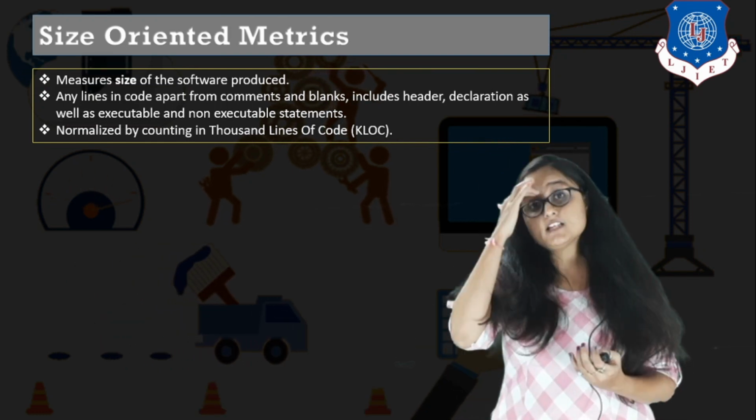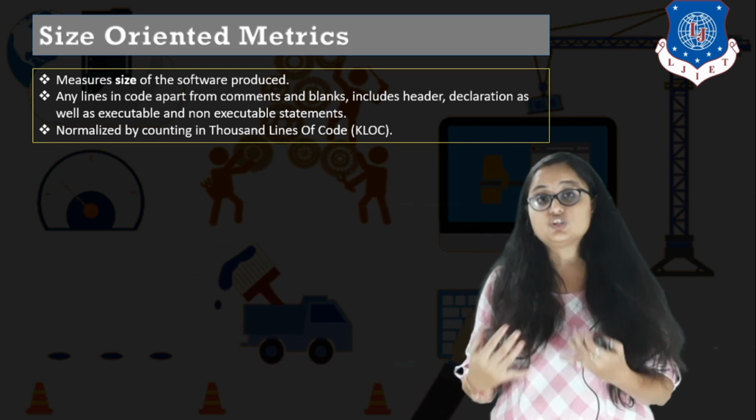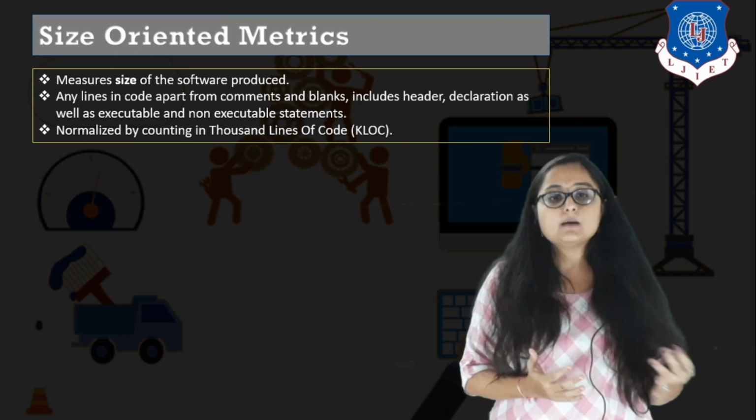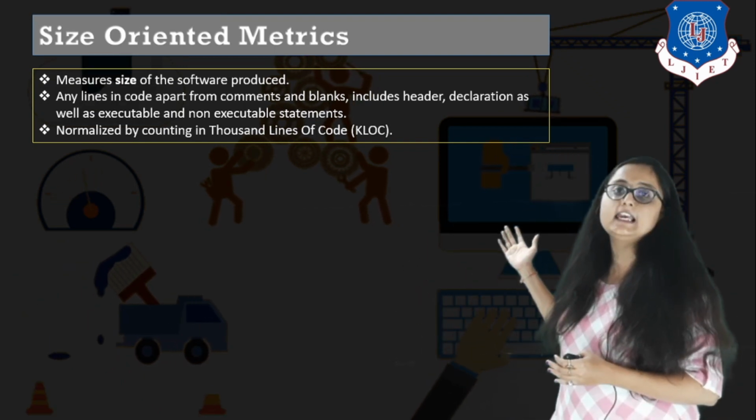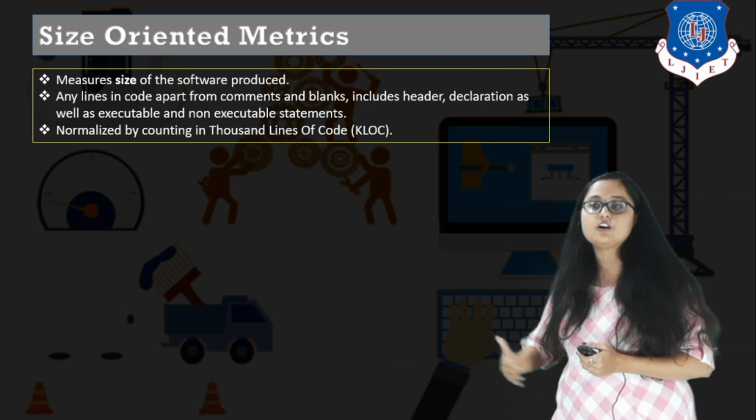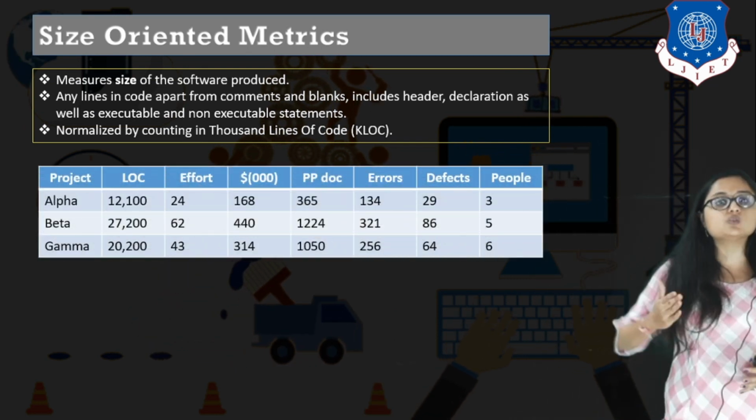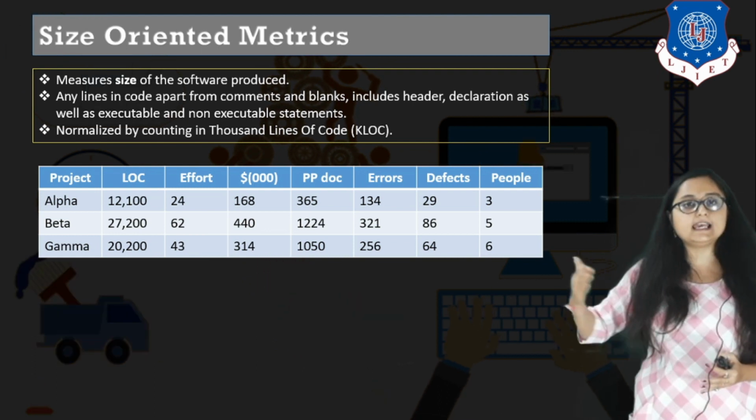But because there are thousands of lines of code in every project, that is, in every real life project, we are basically normalizing them by counting the lines of code in KLOC, like in thousands of lines of code, right? So we are not generally dealing with LOC, but with thousands of lines of code, that is KLOC.